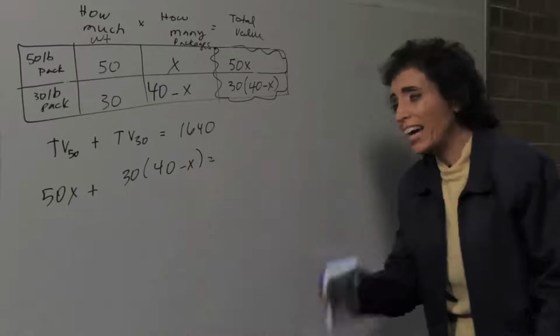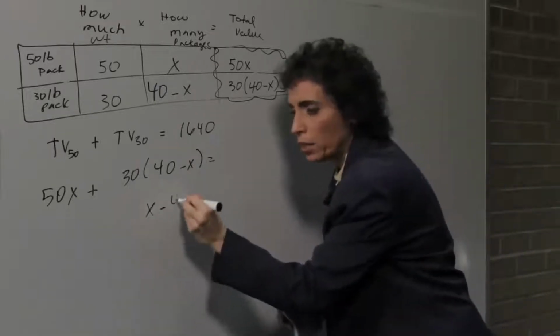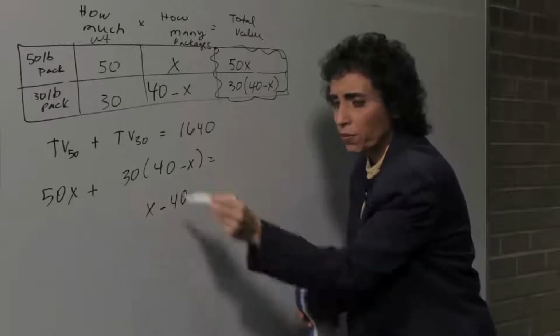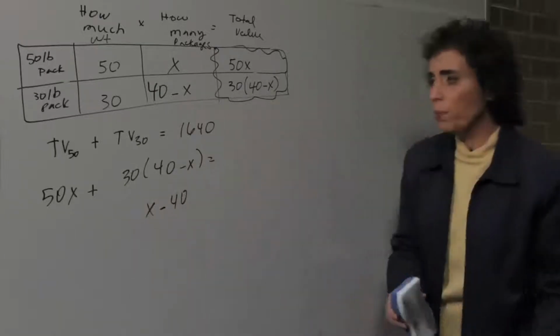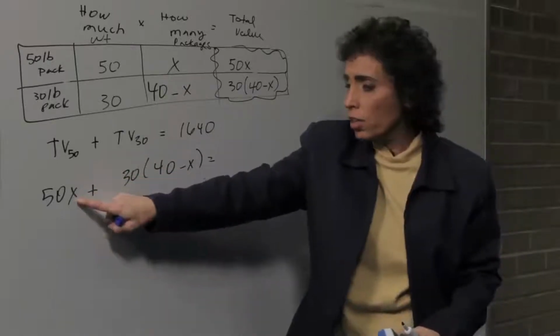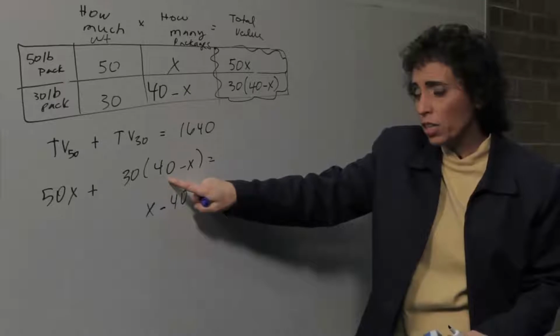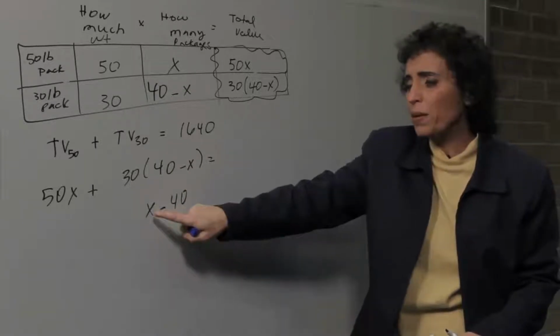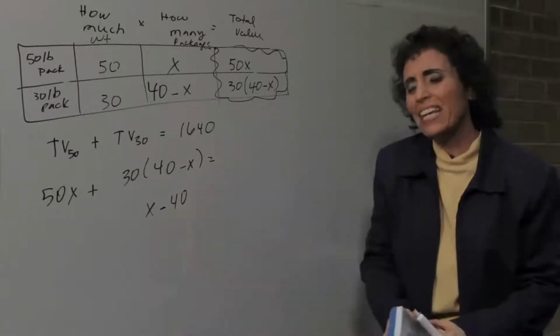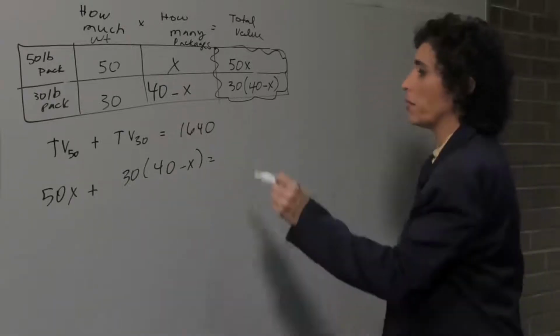You cannot put x minus 40. It's not the same thing. In x minus 40, the x is positive, the 40 is negative. It's different. Because if I have 3 packages here, then the other would be 40 minus 3, which is 37 that are here. If I use x minus 40, this would be 3 minus 40, which would give me a negative 37 packages. That makes no sense. So it's not the same thing.